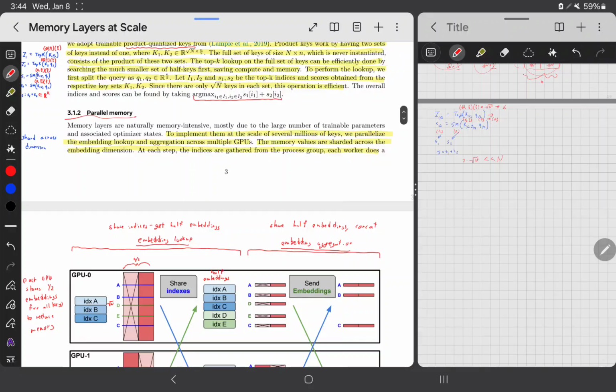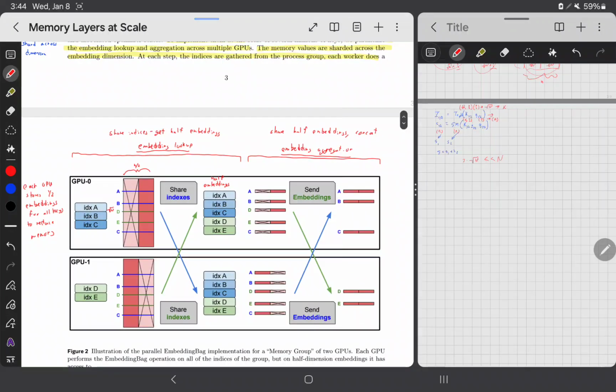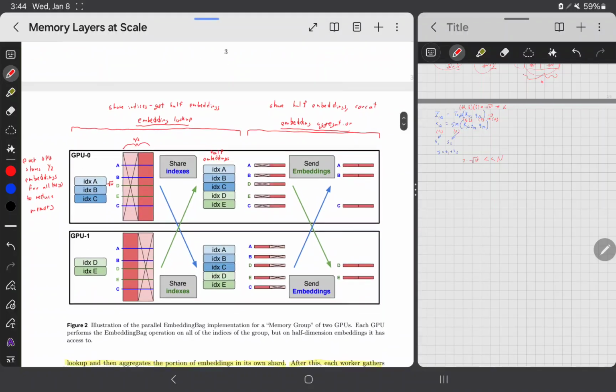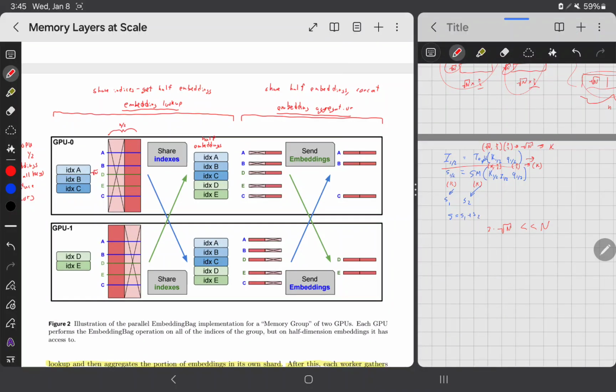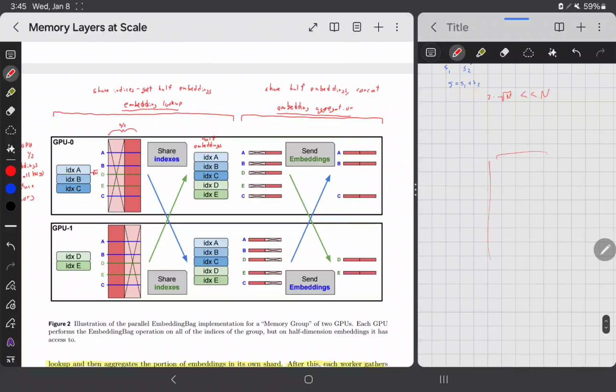Then they say they make this parallel. They can compute this in parallel, and I was reading this and thought it was more complicated than it actually is. Basically, you have two parts. Let's say we already have our indices. The problem is we have this massive matrix, say 1 million rows by, I don't know, 128 columns or something small. You want to put this on multiple GPUs because you can't store something this large on one GPU.